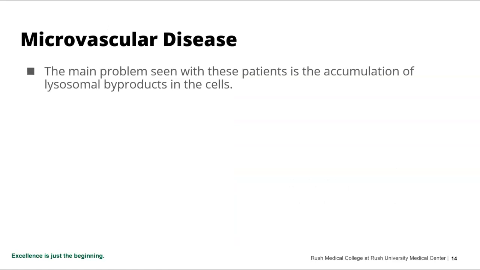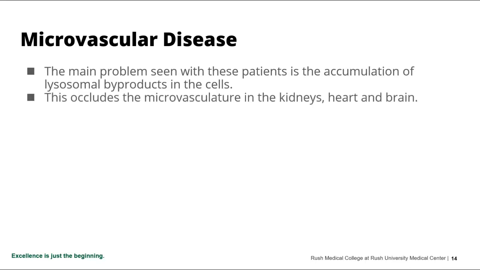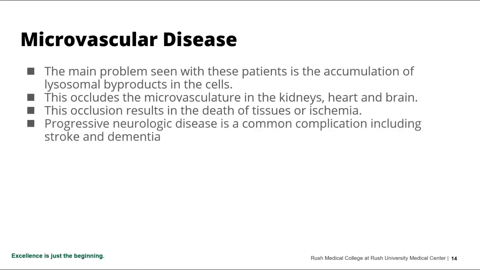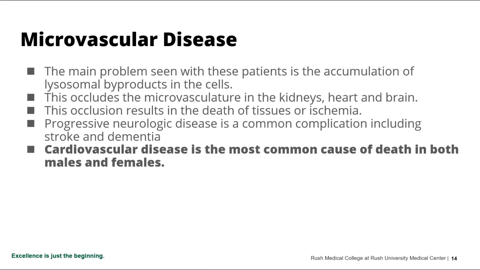So again, the main problem in Fabry is a microvascular disease and the accumulation of this GL3 or lysosomal byproducts in the cell. It includes the microvasculature of the kidney, heart, and the brain. Occlusion results in death of tissues by ischemia, and progressive neurologic disease is a common complication, including stroke and dementia, although cardiovascular is actually the most common cause of death. But stroke is a significant risk.